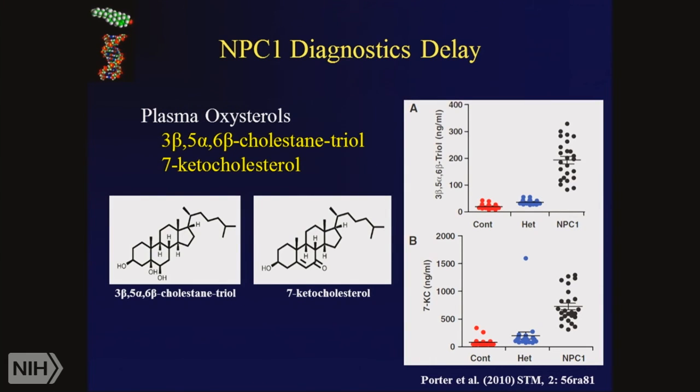But the test that we developed was based on plasma oxysterols. These are non-enzymatically produced oxysterols. Turns out in NPC, we think you have an intersection of storage, especially in the liver, of free cholesterol, and you have oxidative stress, and you end up with this production of these non-enzymatic oxysterols. The one that's probably the best diagnostic marker is this 3-beta, 5-alpha, 6-beta cholestane triol, or triol for short. And you can see it's markedly elevated in NPC compared to controls or heterozygous patients.